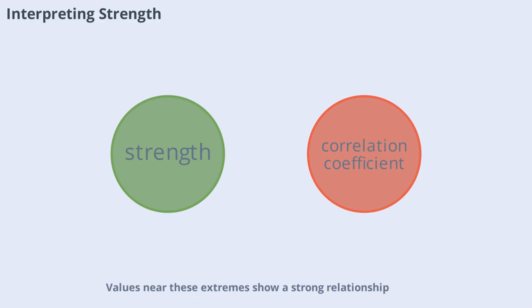Values near these extremes show a strong relationship, while values near 0 indicate a weak or no relationship. For example, a coefficient of 0.8 suggests a strong positive correlation, while 0.2 is weak. Understanding strength helps you decide how much trust to place in the relationship you observe.